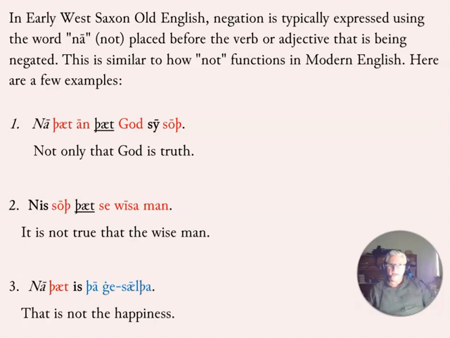Na that an that god su soth. Notice here the conjunction is underlined, the verb is in bold, and the negated element is in italics. So this one is saying: not only that God is truth, not only that God is truth.